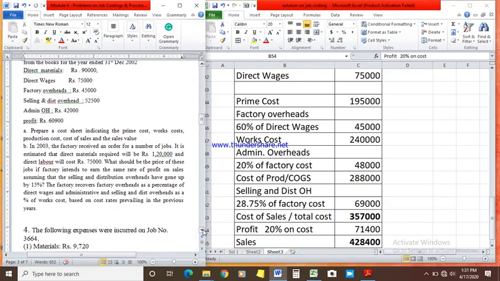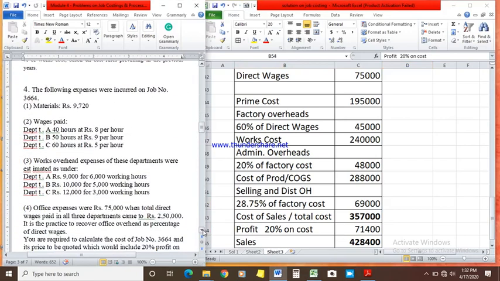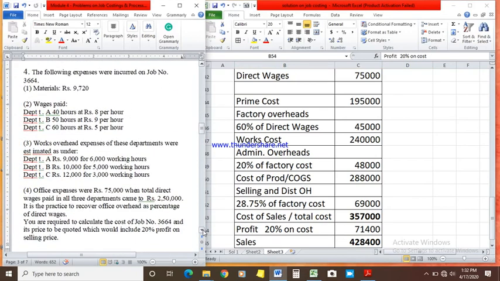Now one more problem we'll take up and we'll complete the problems on job cost sheet. So the fourth problem.